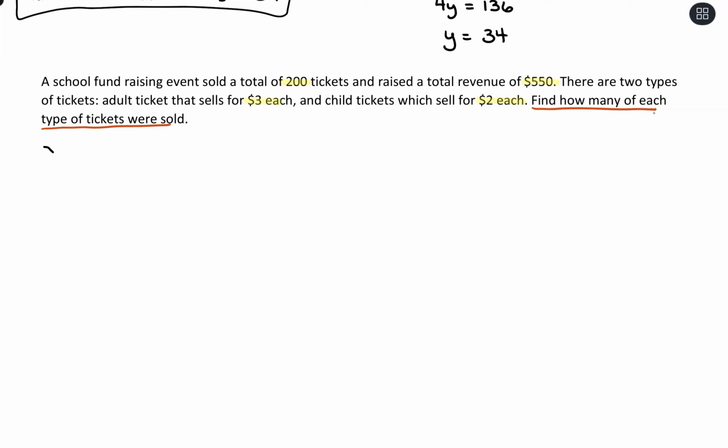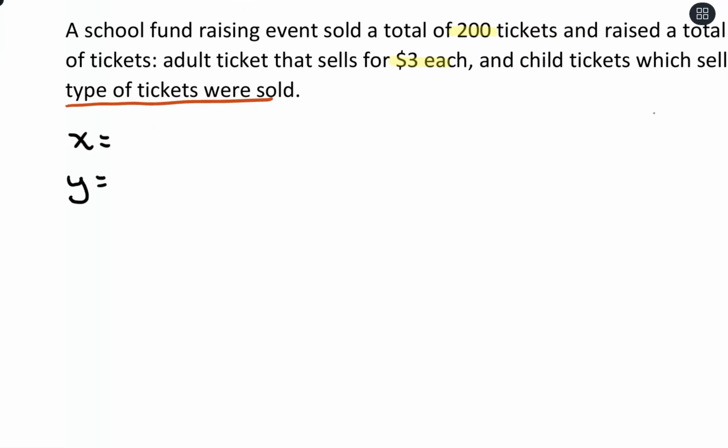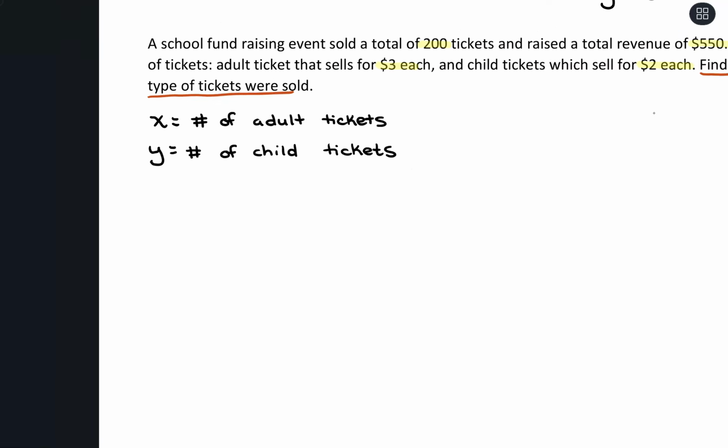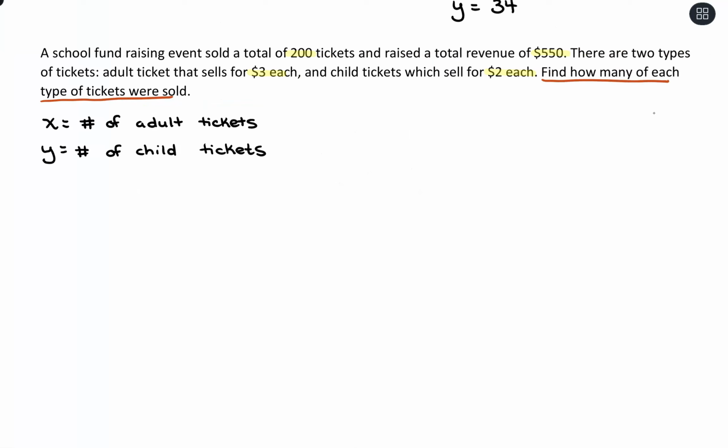So that last sentence there: find how many of each type of ticket were sold. Our two types of tickets are adult tickets and child tickets. So x is going to be the number of adult tickets, and y is going to be the number of child tickets. We sold a total of 200 tickets, so the number of adult tickets plus the number of child tickets is going to total 200.